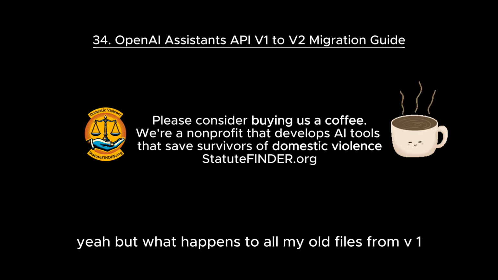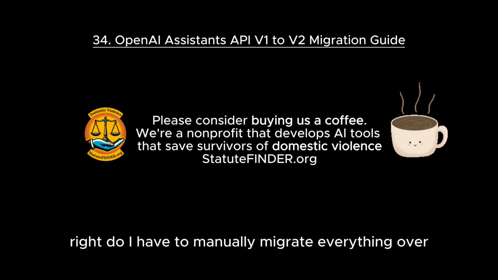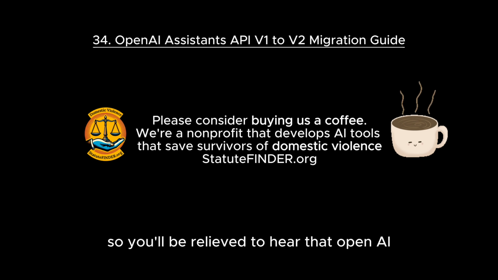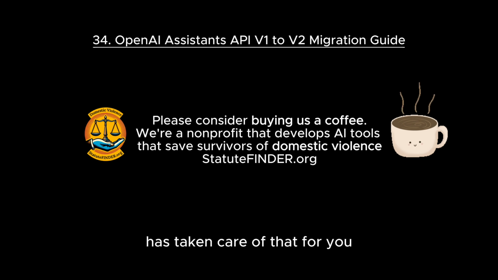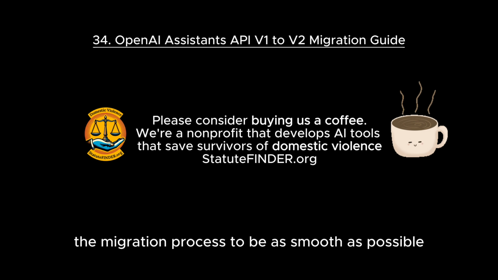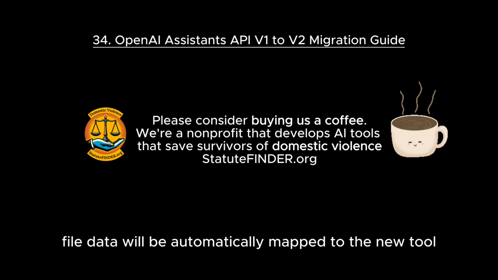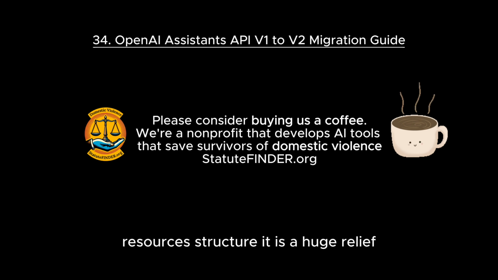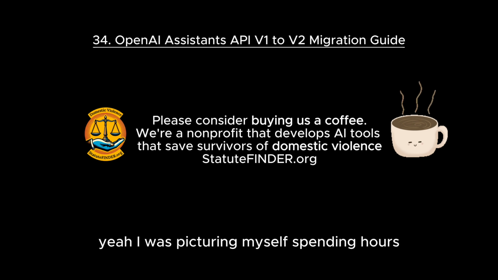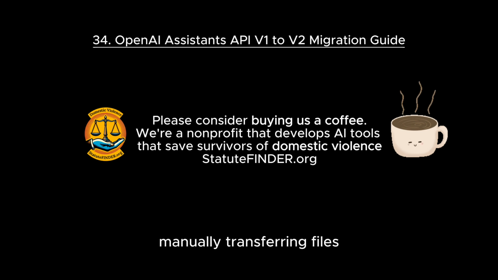But what happens to all my old files from V1? Do I have to manually migrate everything over? So you'll be relieved to hear that OpenAI has taken care of that for you. They've designed the migration process to be as smooth as possible. Your existing assistant file and message file data will be automatically mapped to the new tool resources structure. It is a huge relief. I was picturing myself spending hours manually transferring files.